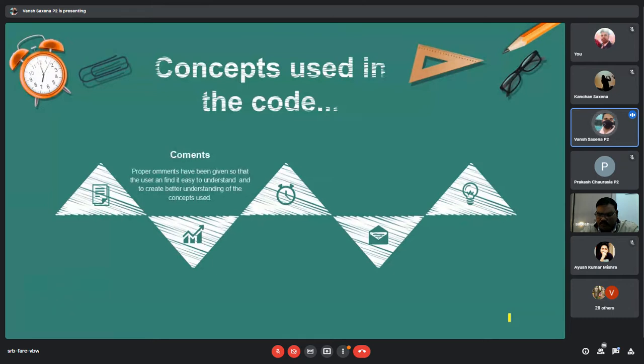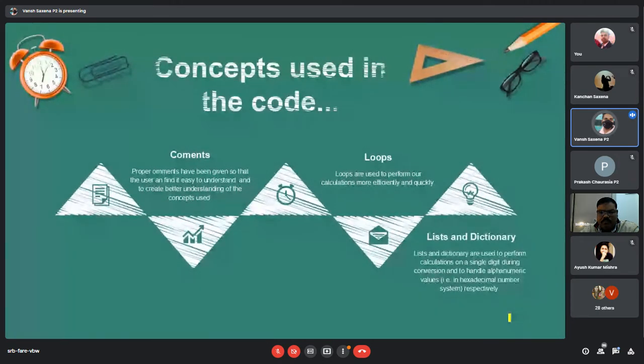I have used proper comments at every step so that the user can find it easy to understand, and proper documentation is also mentioned there. I have also used loops, such as for loop and while loop, to perform repeatedly occurring calculations. I have used lists and a dictionary. Lists are used to perform calculations with the single digits of a binary, octal or hexadecimal number. The dictionary is used to map alphanumeric values to their numeral values, such as A to 10, B to 11, and so on.